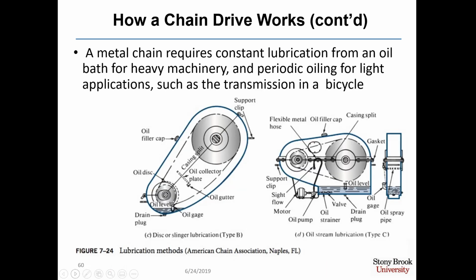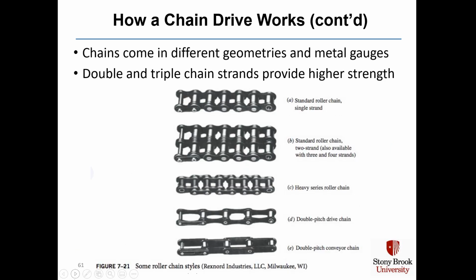A metal chain requires constant lubrication from an oil bath for heavy machinery and periodic oiling for light applications such as the transmission in a bicycle. In a heavy machinery application, the chain is constantly immersed in a bath of oil as shown in these diagrams. Chains come in different geometries and metal gauges. You can have double and triple chain strands which provide higher strength. An assortment of roller chain styles is shown in the picture below.